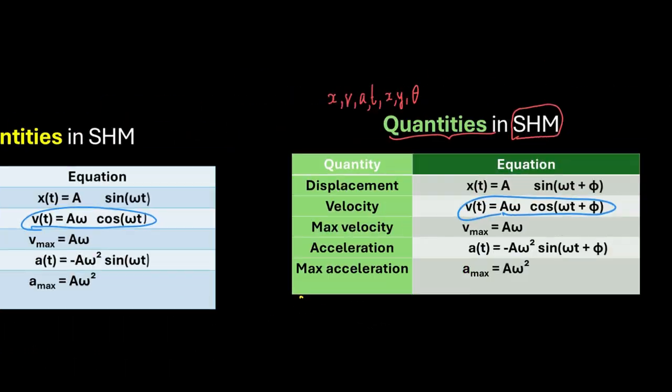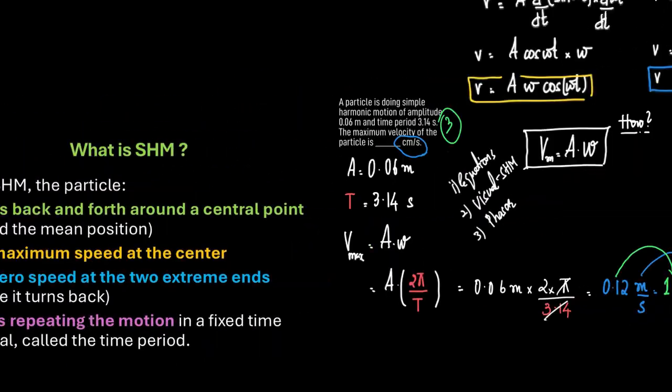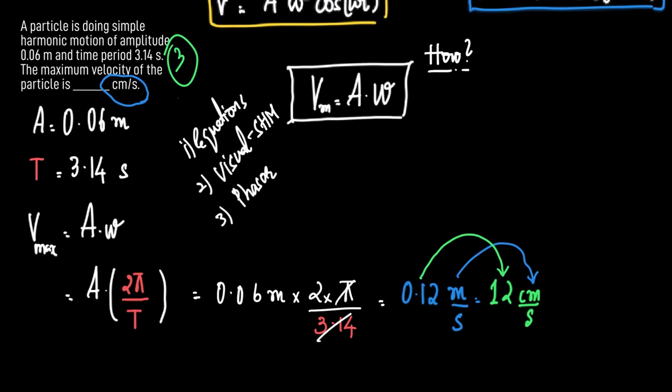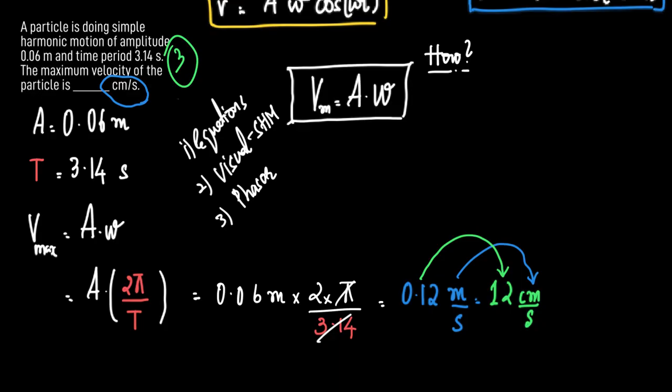Now, we need to spend a couple more minutes to understand some things here, because we were thinking of this question: how is V max equal to Aω? Let's try to understand that as well.